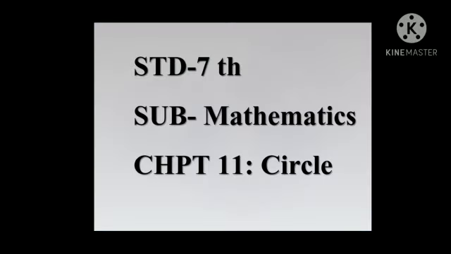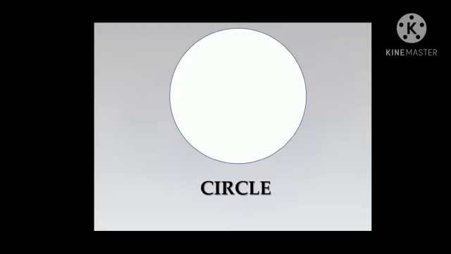Today we will be studying maths for standard 7th, chapter 11, circle. A circle is a round shaped figure that has no corners or edges. In geometry, a circle can be defined as a closed two-dimensional figure. Now let us see some examples of a circle.